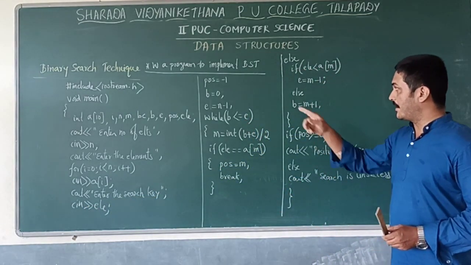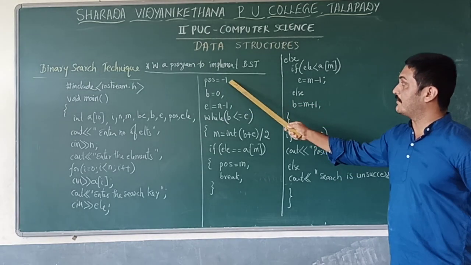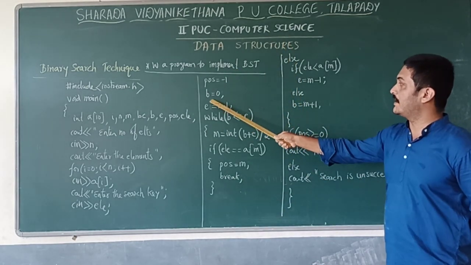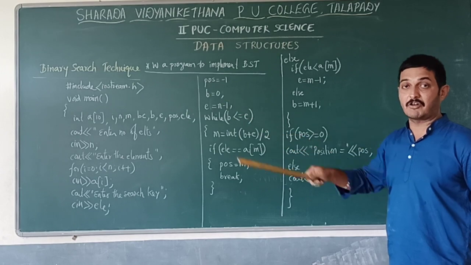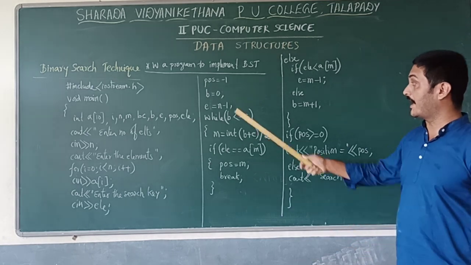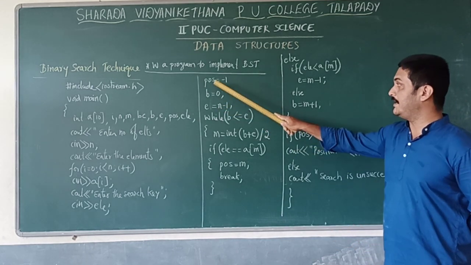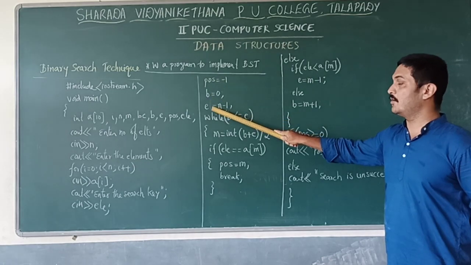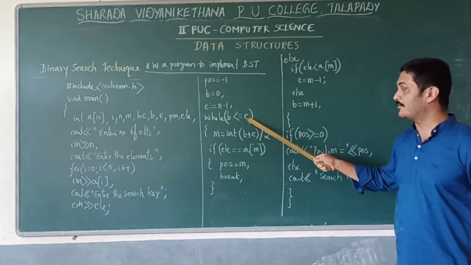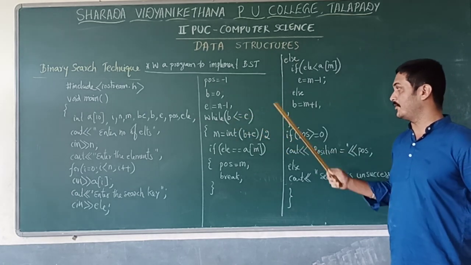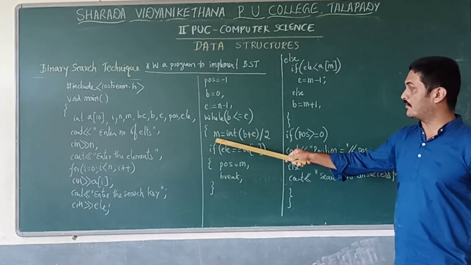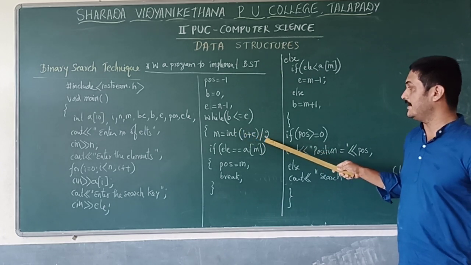Next, we are implementing the binary search algorithm. Here position equal to -1, B equal to 0, the lower bound, E equal to n minus 1, the upper bound, the location of the last element. B is the location of the first element, E is the location of the last element. After this, while B is less than or equal to E, and here M equal to int B plus E divided by 2.